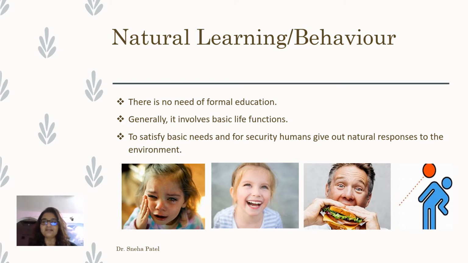Humans give out natural responses to the environment. Like you can see in the picture, the person is giving a natural response: when a person feels hungry, what will he do? He will grab something and eat. The next thing is about security. As you can see in the last picture, the person is dodging a ball. So if we get frightened about something, we will try to save ourselves. And this is not learned. This is something very, very natural in us.